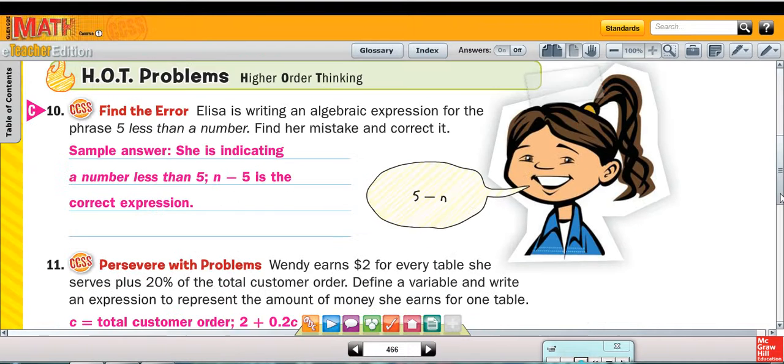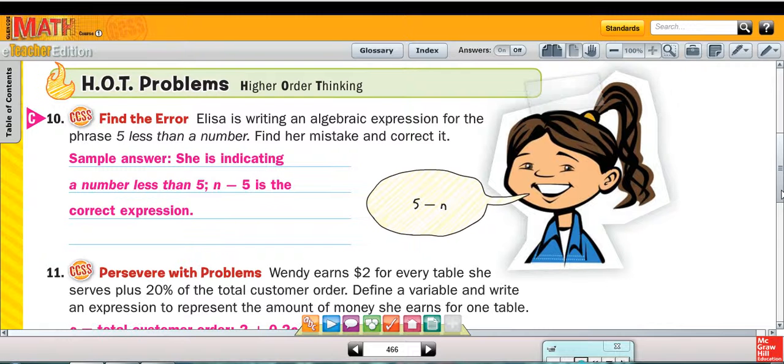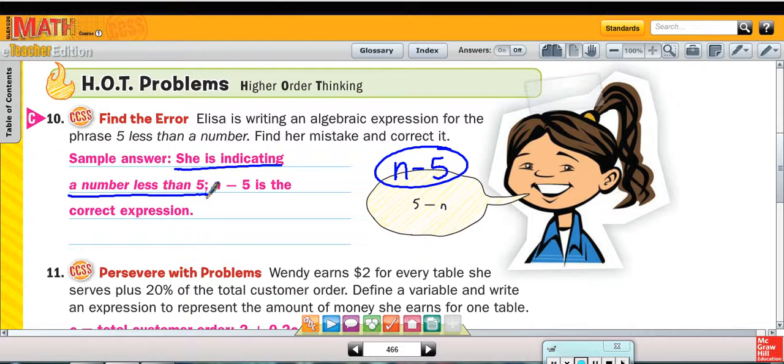Then take a look at our finding the error. Elisa's writing an algebraic expression for the phrase 5 less than a number. Find her mistake and then fix it. 5 less than a number means we have to take it away from the number. So it should have been n minus 5. What did she do? She put them in the wrong order, something along those lines. So you get 1 point for telling what the mistake was, that she wrote it in the wrong order. And then n minus 5 being the correct expression gives you an additional point.